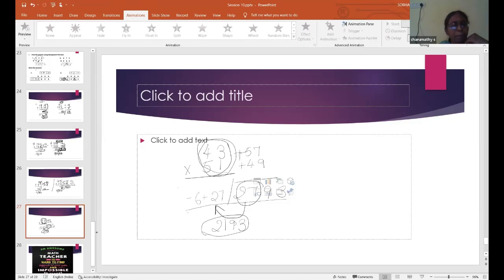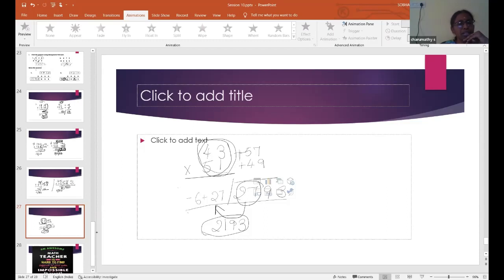Am I right? But is it wise enough to do it this way for all the sums monotonously? Not necessary. Still you get the same answer even if I apply the method. Can you just see, teachers? Yes, all of you, can you check? 57 into 49, I multiplied and I got 2793.